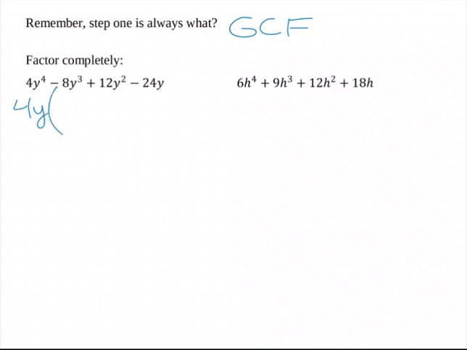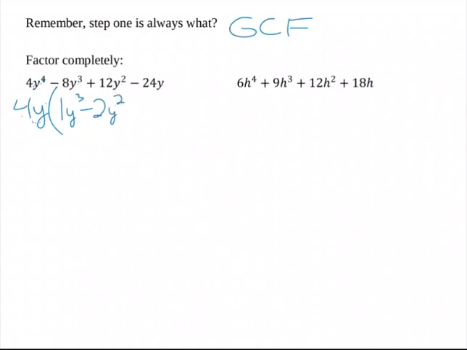Okay, now we're going to write what's left over. So we open parentheses. Remember, when we factor out a GCF, that's like dividing. So we have the 4y to the fourth here divided by 4y. Well, 4 divided by 4 is 1. Y to the fourth divided by y, basically we're subtracting the exponents there. So 4 minus 1 is 3. So we're going to write y to the third. Then negative 8 divided by positive 4 is going to be negative 2. And then y to the third divided by y is y squared.